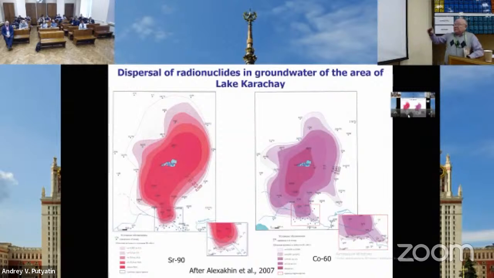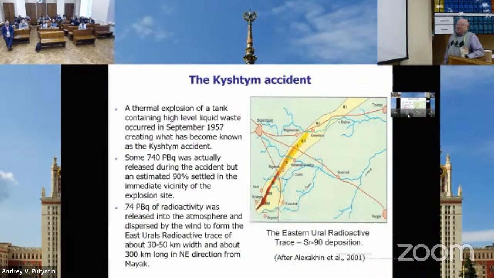And these radionuclides, of course, migrate with the groundwater flow. And this is the real threat. This problem is not solved yet. There is activity around this, but it's not solved yet. So it's still there, although Karachay itself does not exist anymore.